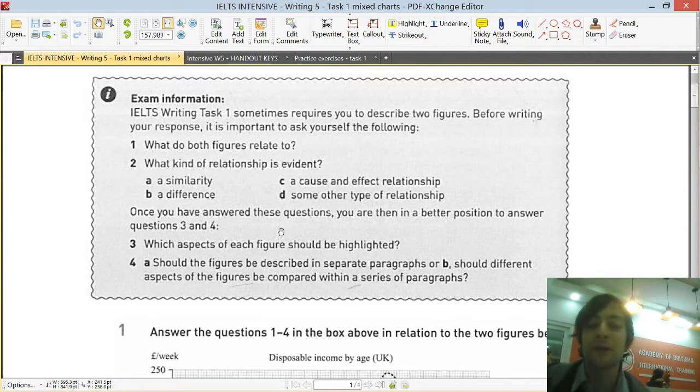1, part 3 and part 4, okay? So first of all, which aspects of each figure should be highlighted? And then, should the figures be described in separate paragraphs? Or should different aspects of the figures be compared within a series of paragraphs, okay? When you're ready, pause the video and then replay it once you have the answer. So pause the video now.